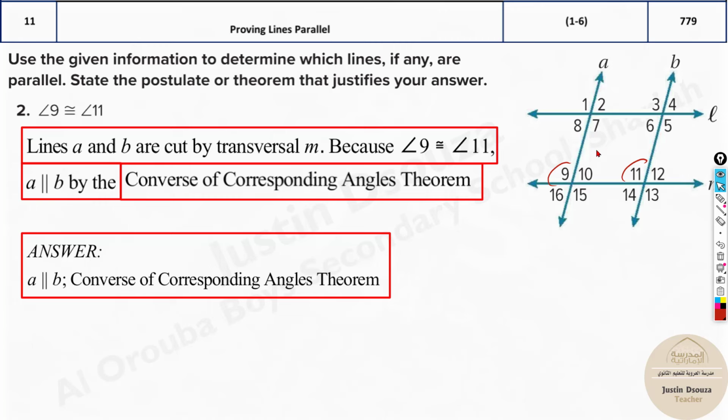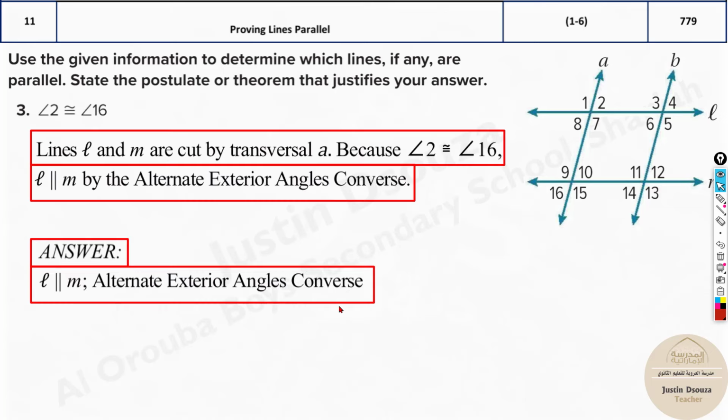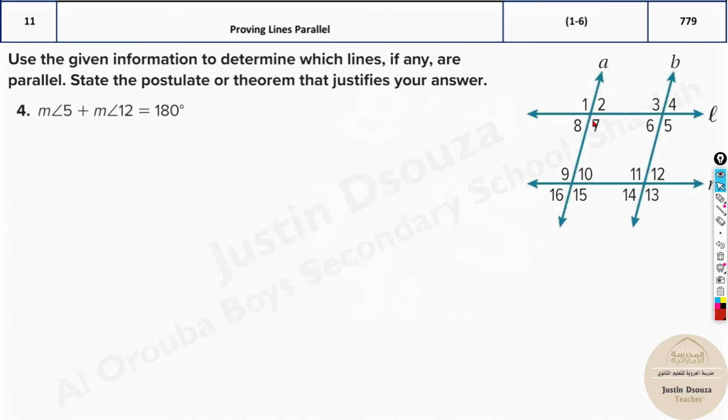Most important is understanding which type of angles they are. They're corresponding, and A and B are parallel. What about the next one? 2 and 16. 2 is over here, 16 is over here. They're exterior, right? Outside. So exterior alternate angles. And which are the two lines parallel? L and M. So over here, L and M, alternate exterior angle converse. Same thing over here now.